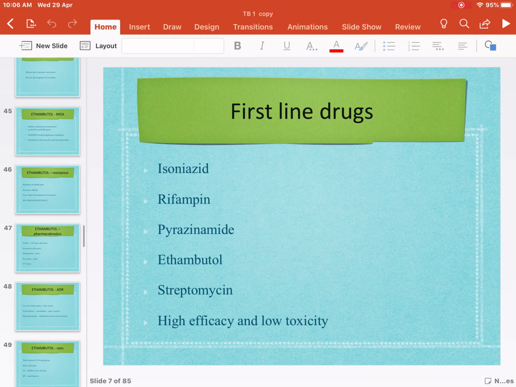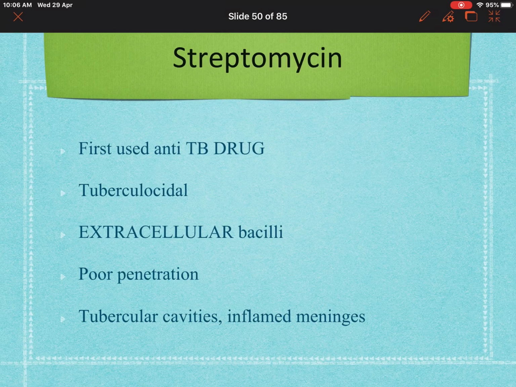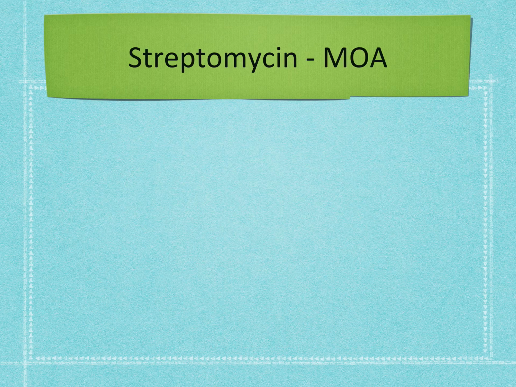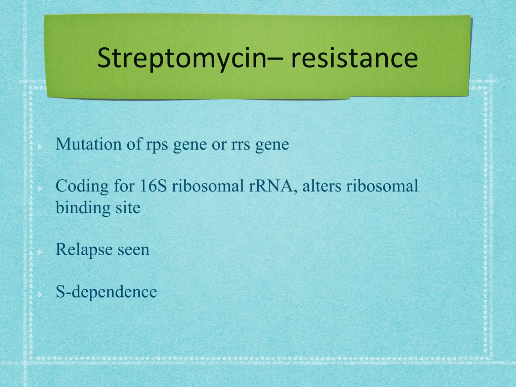So, coming back to streptomycin, it belongs to the category of aminoglycosides. It is a tuberculocidal drug, the first drug to be used, and it is an injectable drug. Already we have learned the mechanism of action of aminoglycosides. Streptomycin, belonging to the same group, has the same mechanism of action, that is protein synthesis inhibitor. It is a cidal drug.